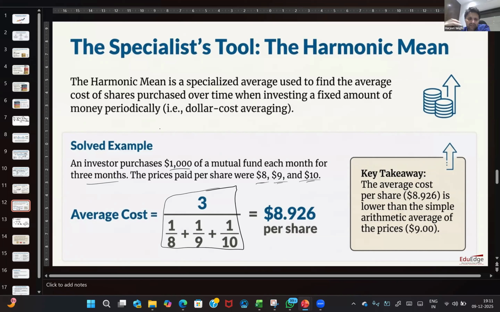Otherwise, then you'll have to calculate the regular way, weighted average. Yeah. Okay.